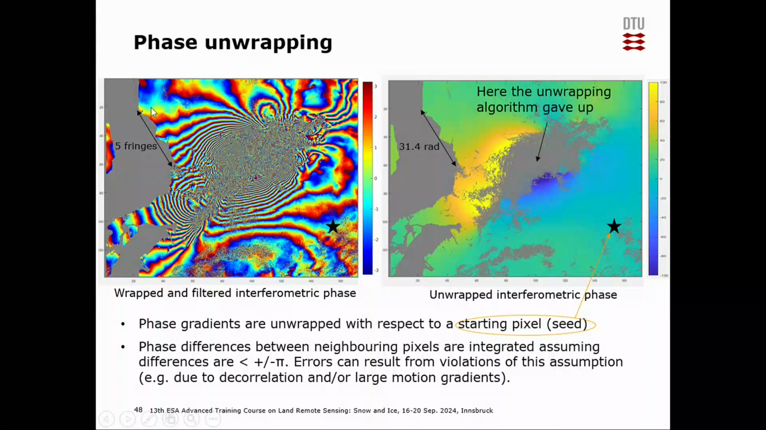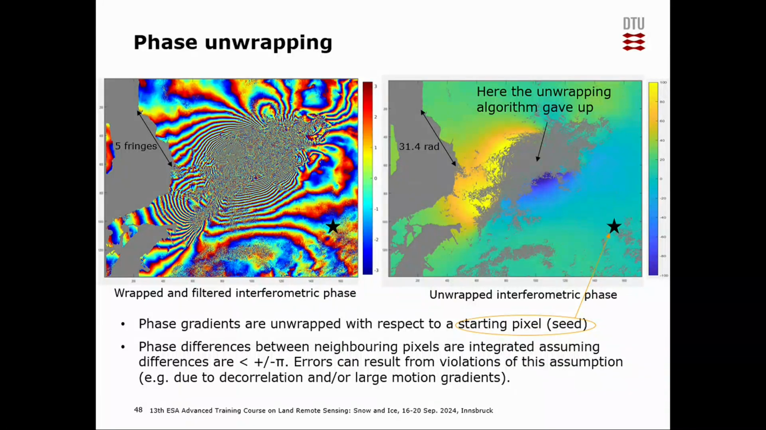So once we have our best estimate of interferometric phase and coherence, we need to unwrap. That means that, as a colleague said before, we count the fringes. Here I count 5 fringes, blue to blue to blue to blue to blue, and so on. If I unwrap it, that means that I see a linear phase gradient in this case.